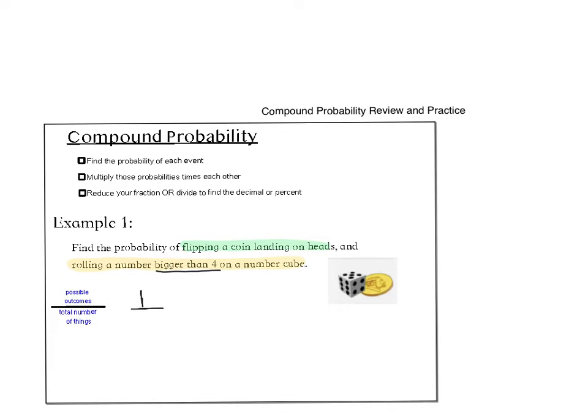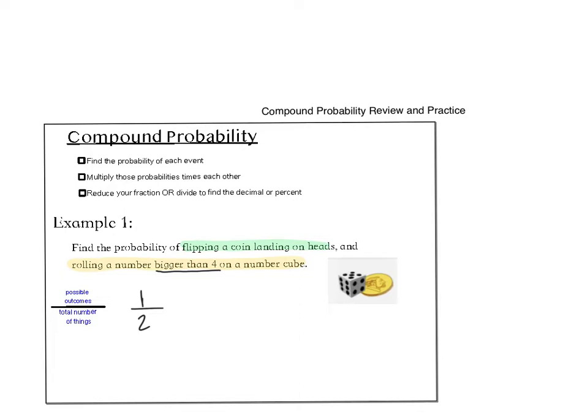The total number of things is the total number of sides, or the total number of marbles in a bag, whatever it might be. So the total number of sides of a coin are 2. So the probability of flipping heads on a coin is 1 out of 2.